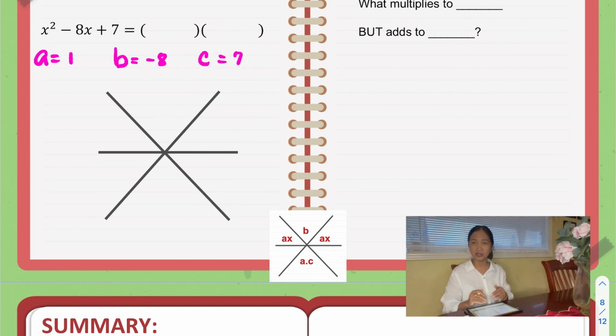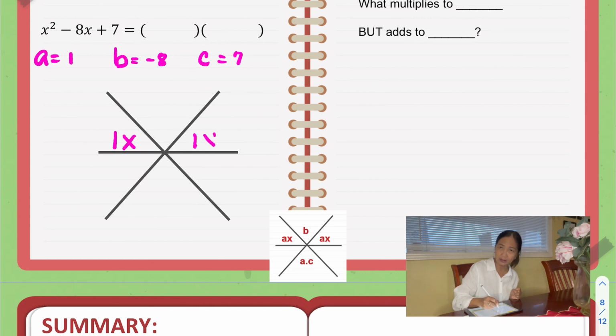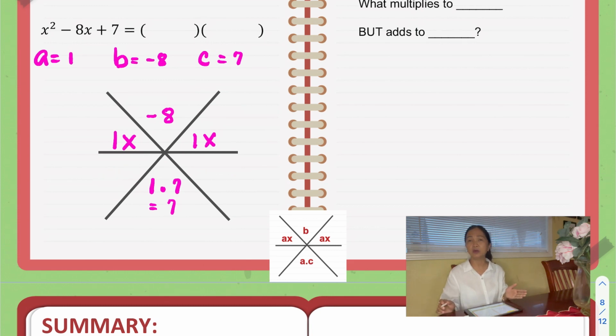And then we're going to make use of the template again to fill in the spots. So on this spot, I'm going to write 1x. Duplicate that on the other side, 1x. B goes into this spot, which is negative 8. And below my negative 8, I'm going to multiply the A and C. In this case, 1 times 7, which is going to give me a 7. Now, notice again that we have these empty spots here where we are going to write our magic numbers.